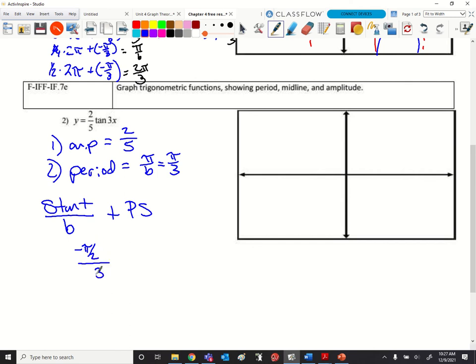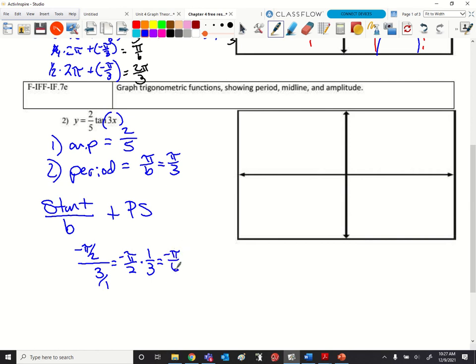Does this one have a phase shift? No, no phase shift, so I don't have to worry about it, because there's nothing else here. I can't have it like that, so I multiply by the reciprocal. Negative pi over 2 times the reciprocal, 1 over 3. So my start is going to give me negative pi over 6.